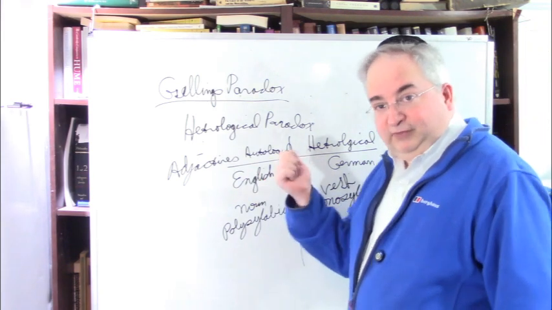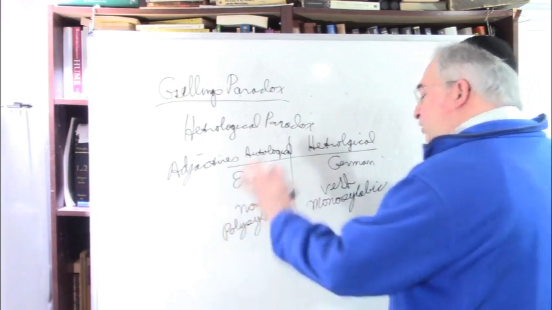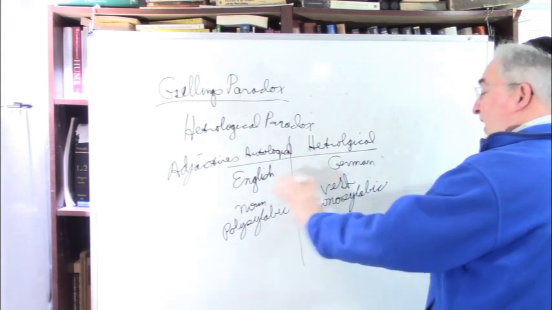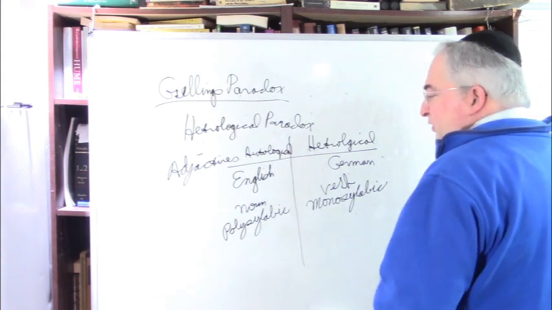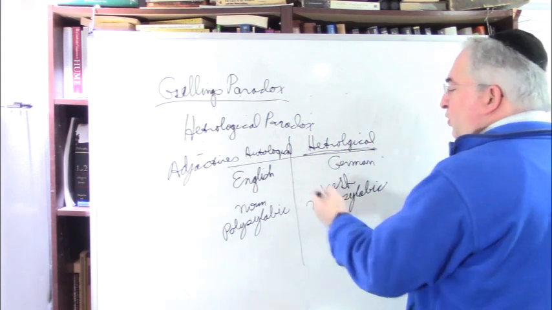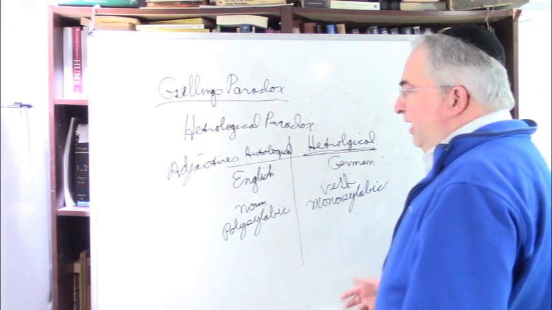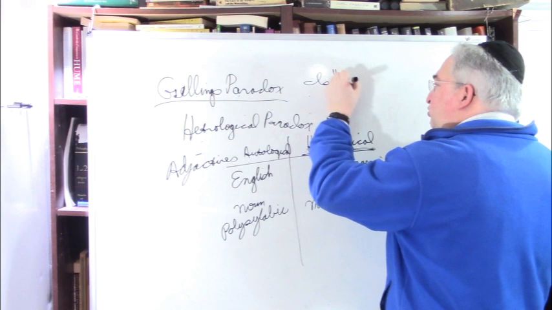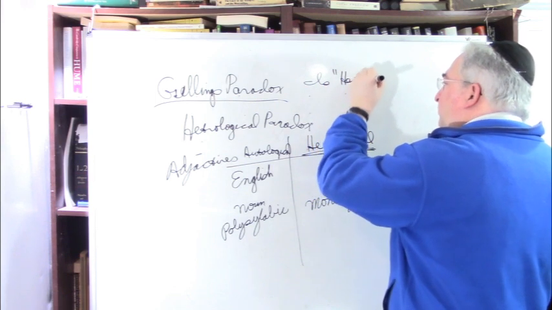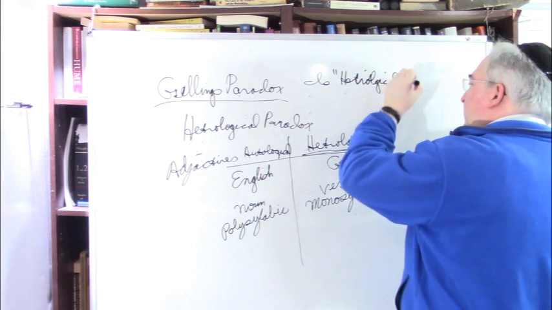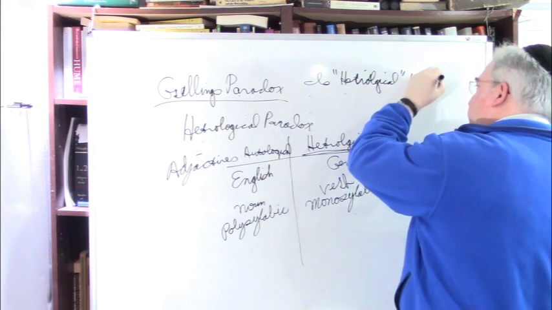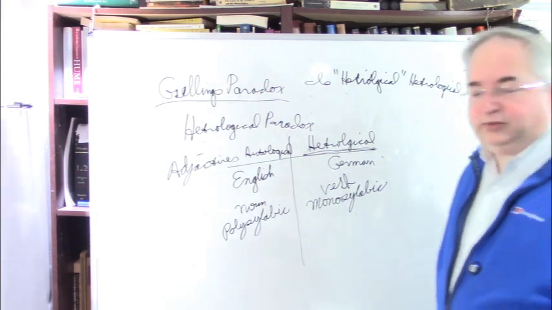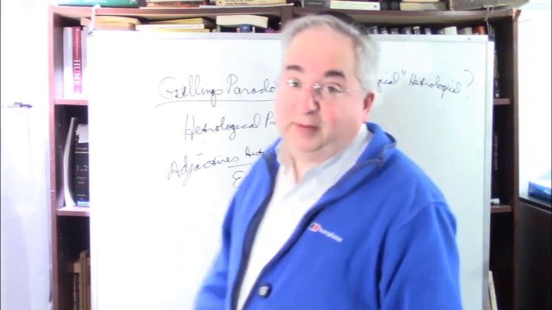So, let me just state what the paradox is. Some English adjectives are autological, some are heterological, and you have the word heterological that describes those that do not describe themselves. And now you ask yourself the same question. Is the word heterological heterological? Now we have two possible answers, yes and no.